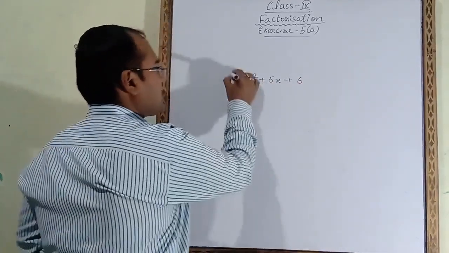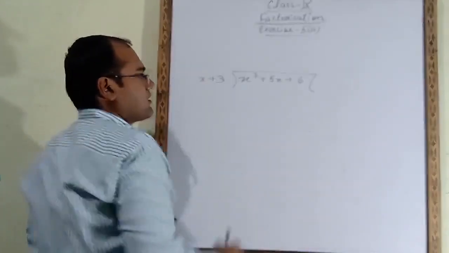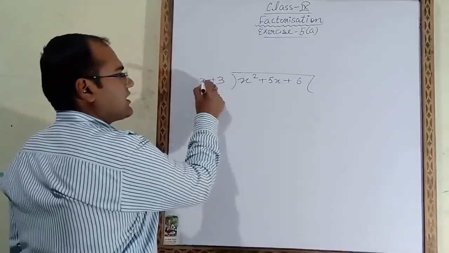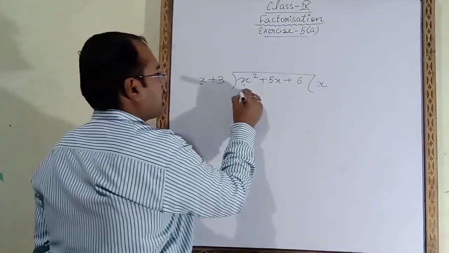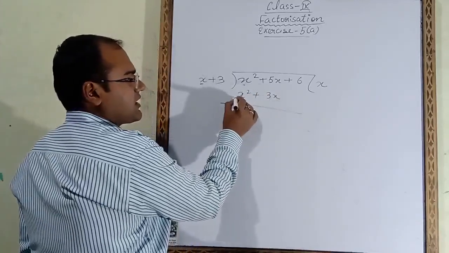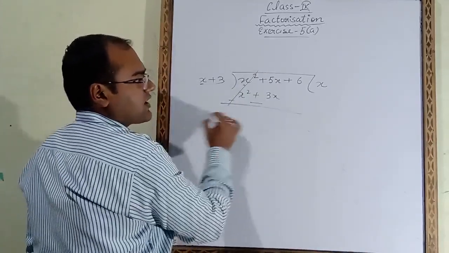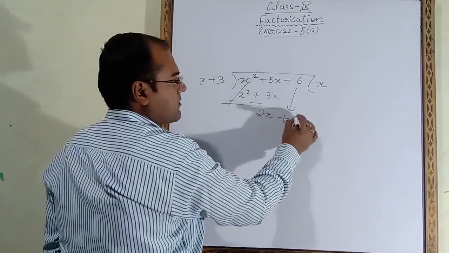If I divide this algebraic expression by x plus 3, this is x. In order to make x square, what do I have to do? I have to multiply with x. So I will get here x square plus 3x. Now we will change the sign, minus minus. These two will get cancelled. 5x minus 3x will be 2x. This plus 6 will come here.